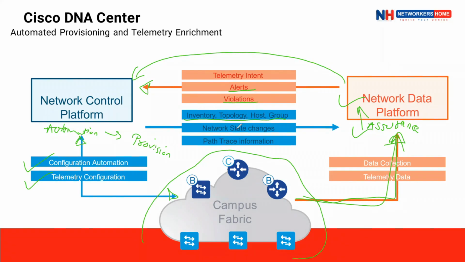The inventory, topology, host group, network state changes and path trace information is given by the network control platform, that is the automation part, to the network data platform, so that this assurance engine knows what devices are there in the network, what their state is, whether they are active or in a failed state, and the path trace, whether these devices are reachable to each and every one of them. If they're not reachable, what is the problem in the underlay? All these things are known to the network data platform as well.